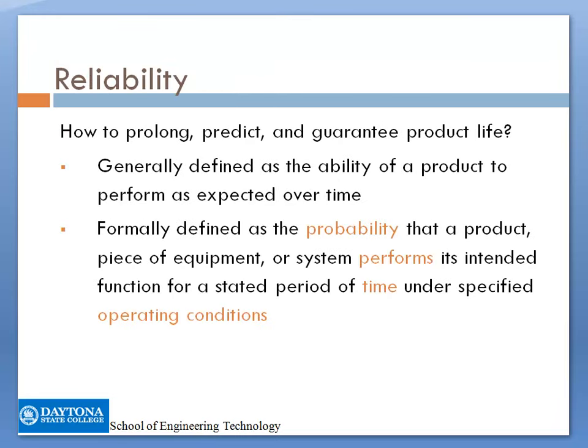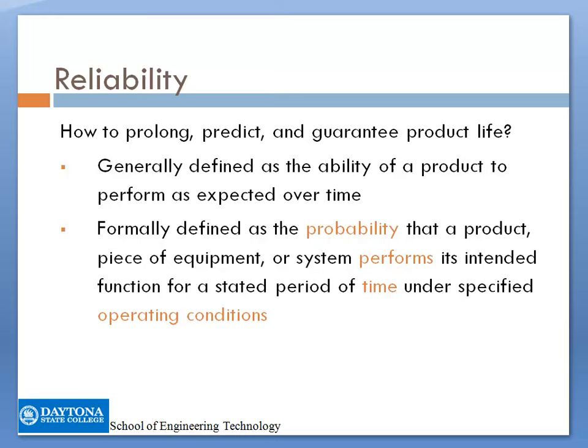A simple definition is quality over the long run. Reliability is the ability of the product or service to perform its intended function over a period of time. So reliability will help us to answer the question how to prolong, predict, and guarantee product life. It is formally defined as the probability that a product or piece of equipment or system performs its intended function for a stated period of time under specified operating conditions.